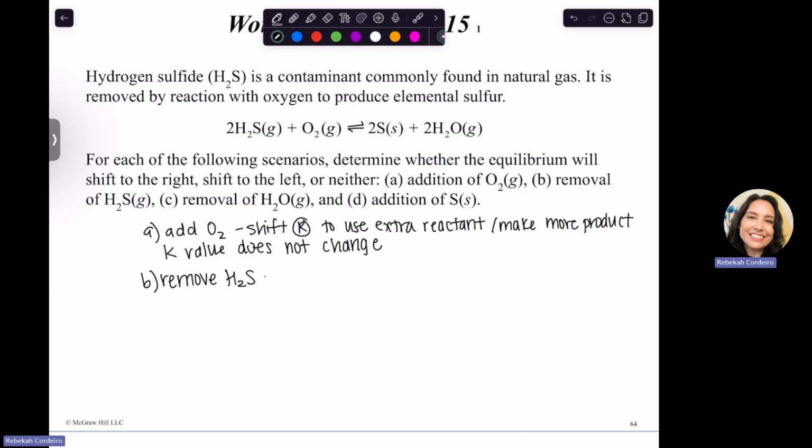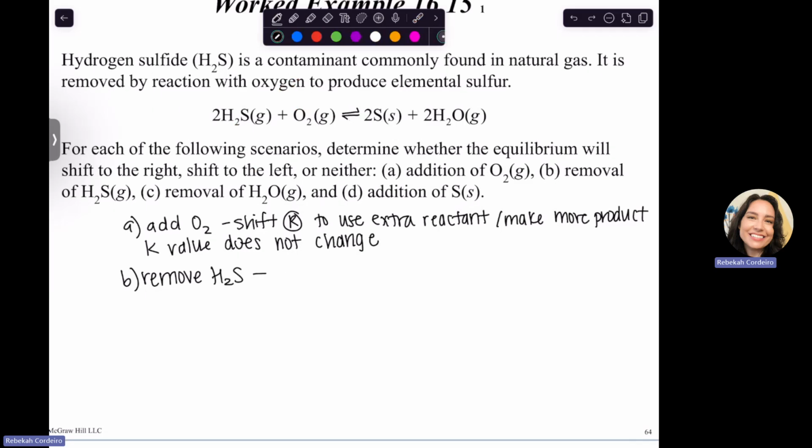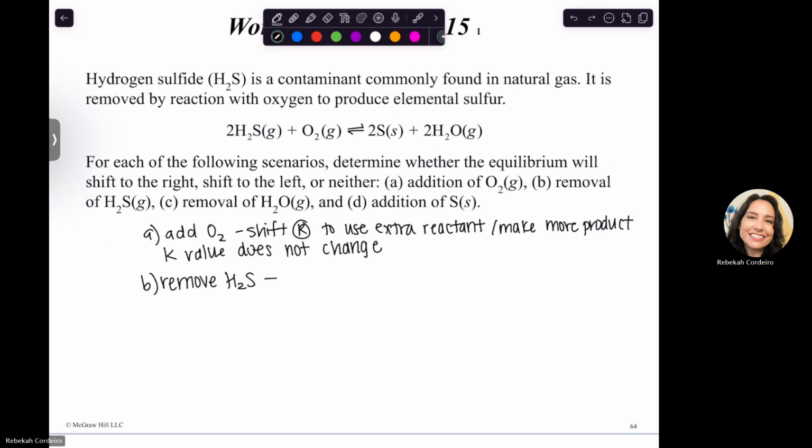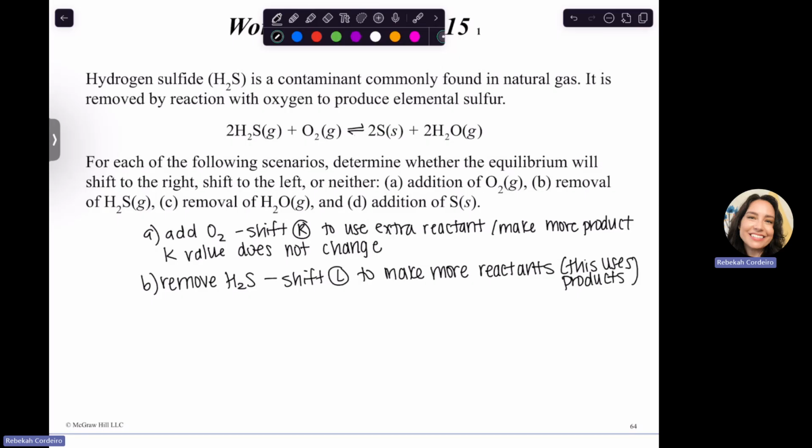All right, B, remove H2S. If I remove a reactant, now we don't have enough reactants, right? So we need to make more reactants. So we're going to shift left to make more reactants. And this in turn will be using up products. So the products will decrease a little bit because we're shifting to the left to make more reactants, but we lost reactants, so we need to replenish them. Again, K value does not change.